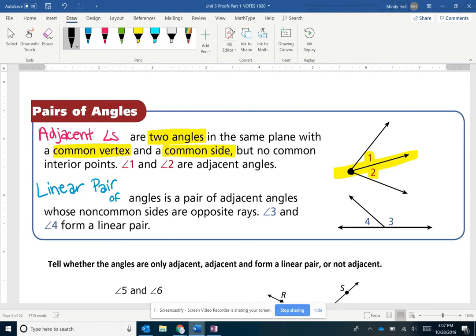The next one is a linear pair of angles, and it's a special pair of adjacent angles, but their non-common sides are opposite rays, which to you just means that it makes a straight line. So it's actually 180 degrees for both angles.